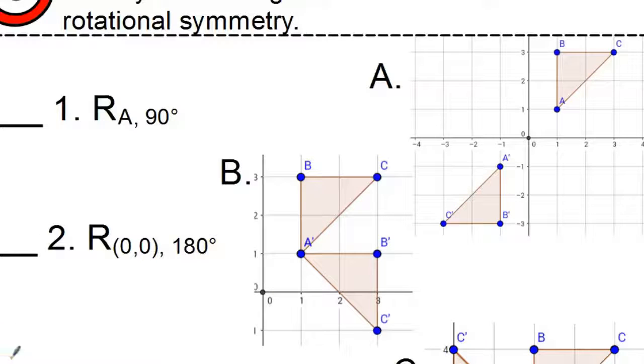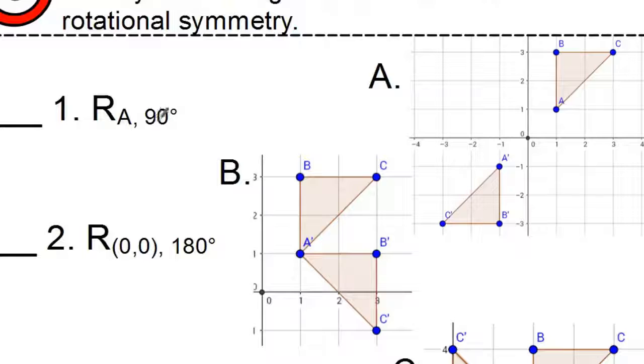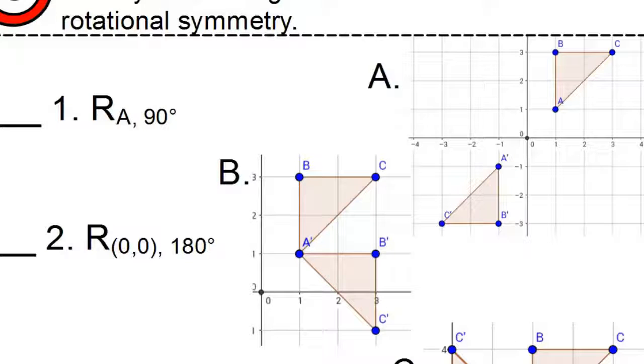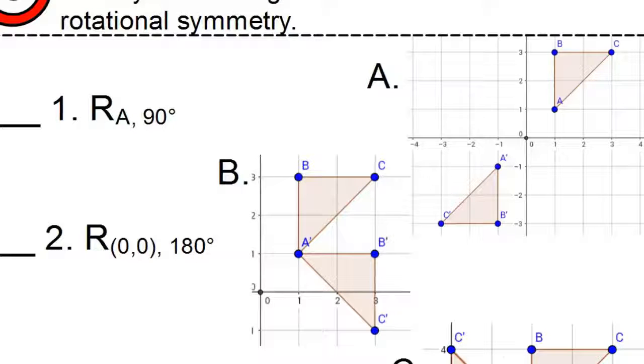All right, so just to test your knowledge of the notations, which one of these would go with a rotation about the center of A, 90 degrees? So if you chose C, you are correct. This triangle is rotated about point A. Remember, positive 90 is counterclockwise, so this is a counterclockwise turn, okay?